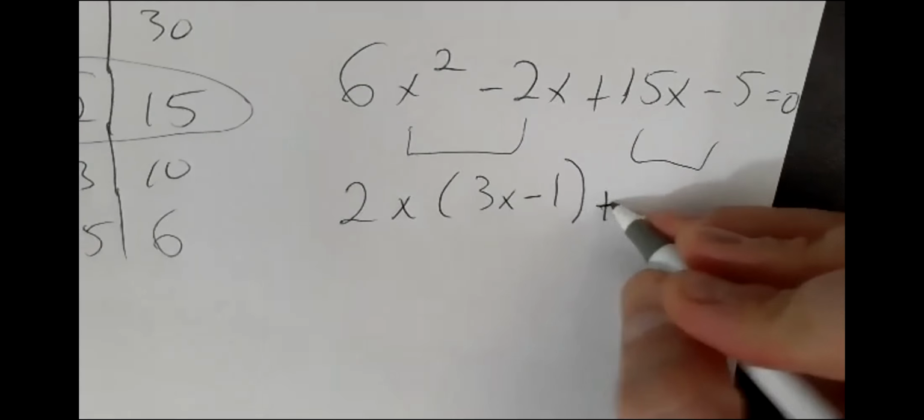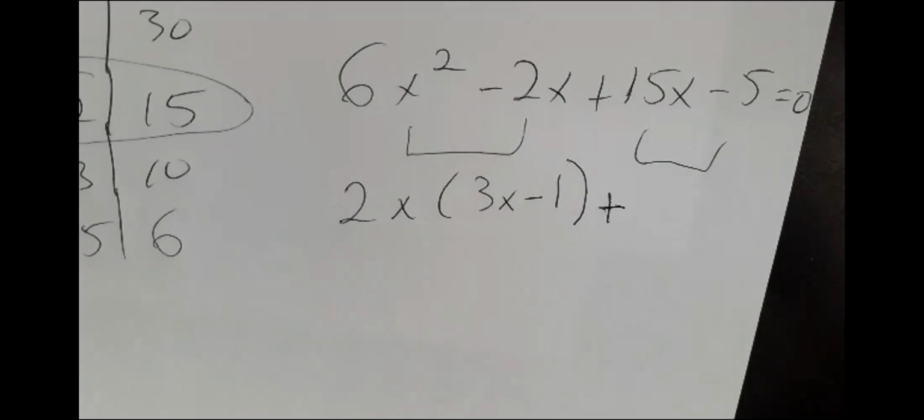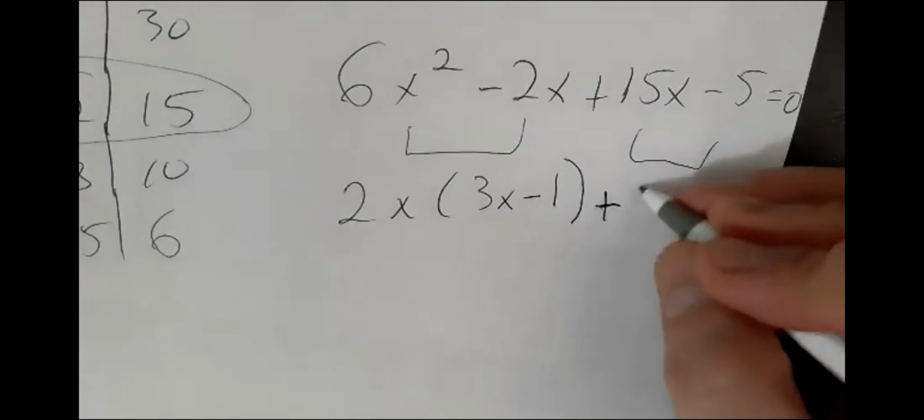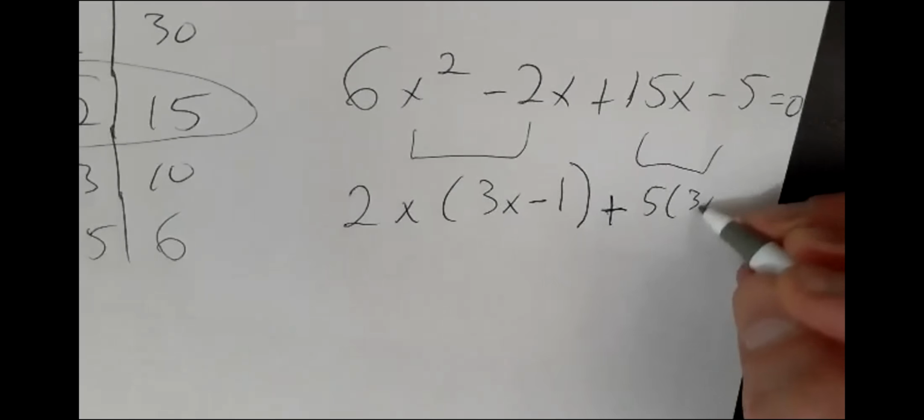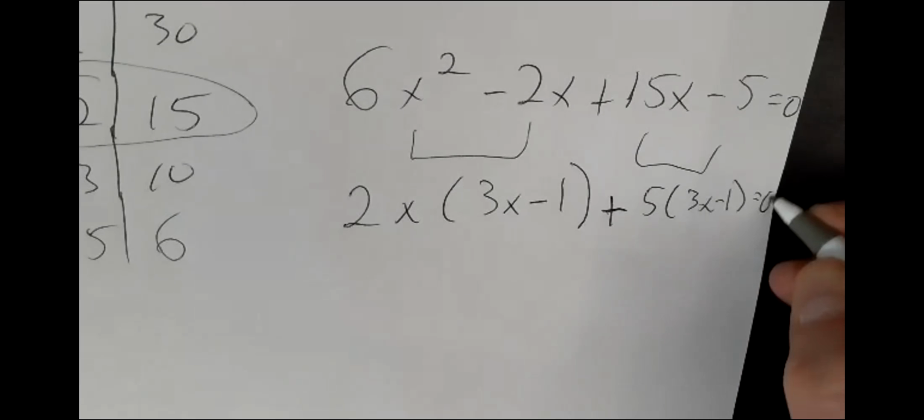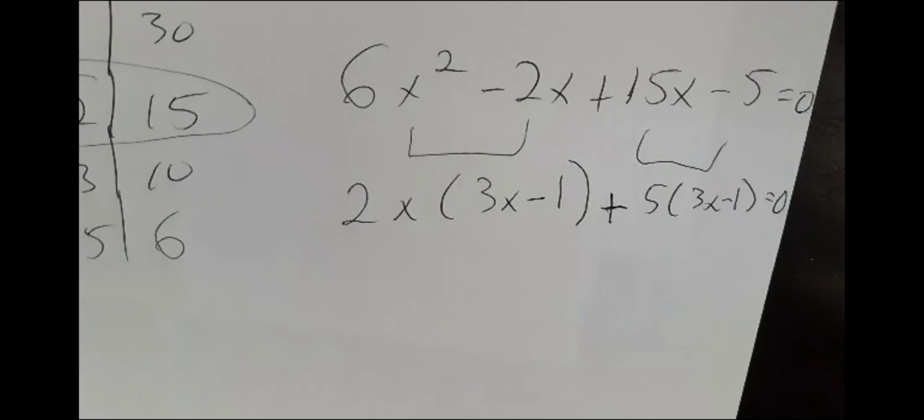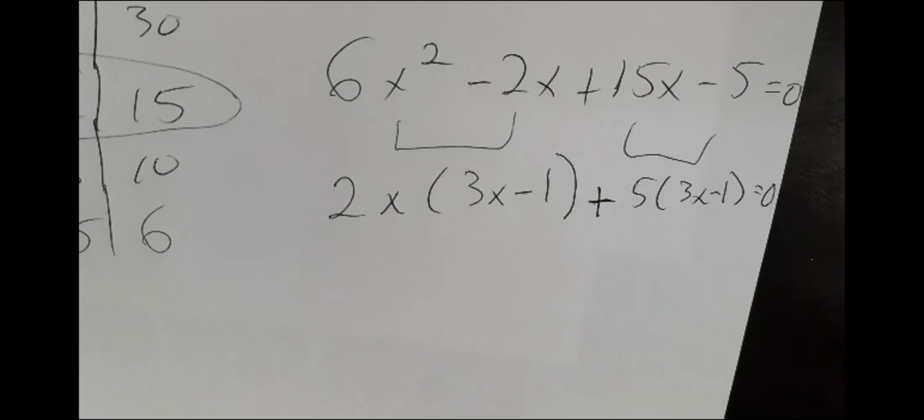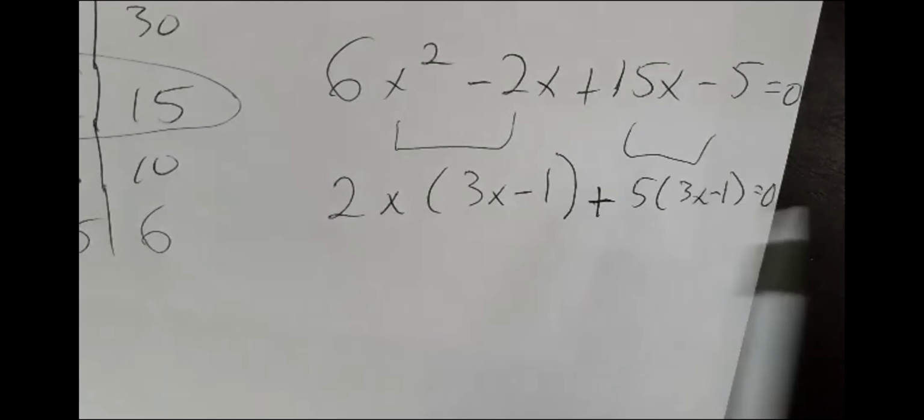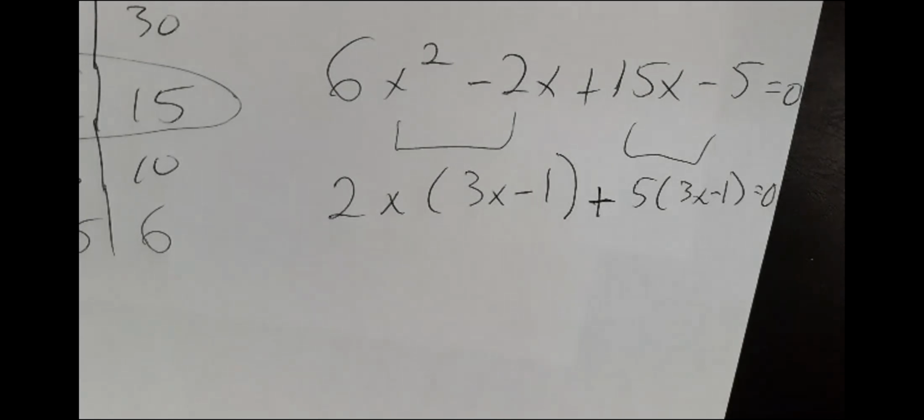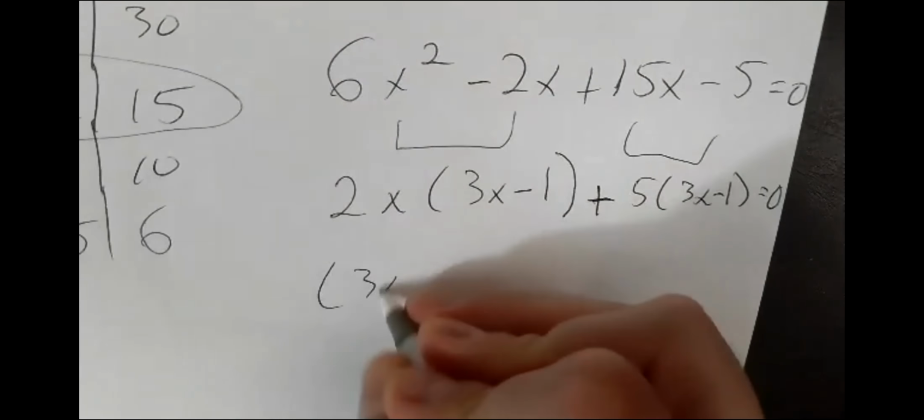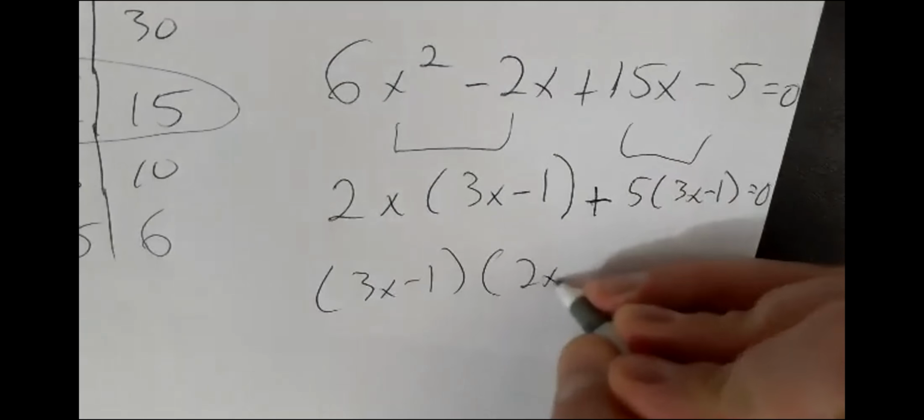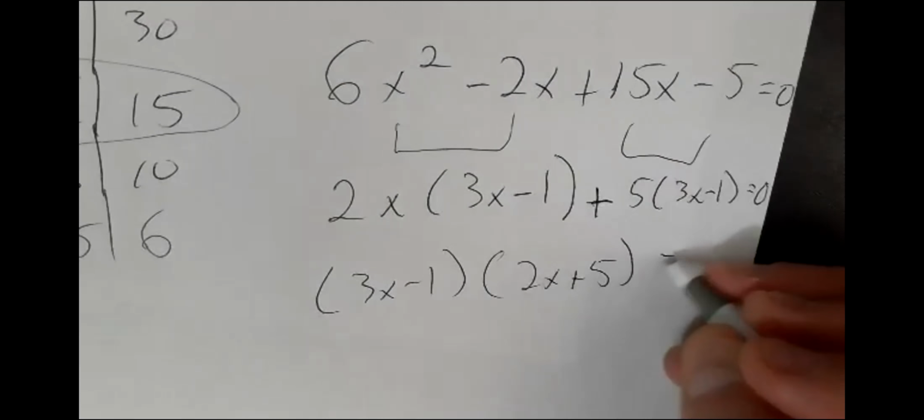Here, I can pull out what? 5. I can pull out 5, and I hope that leaves me with a 3x minus 1, and squeezing my equals 0 on the end of my paper there. Okay. So you can always double check, right? 5 times 3x is giving me 15x. 5 and negative 1 gives me minus 5. Okay. 3x minus 1 and 2x plus 5 are my 2 factors that I'm getting out of this.